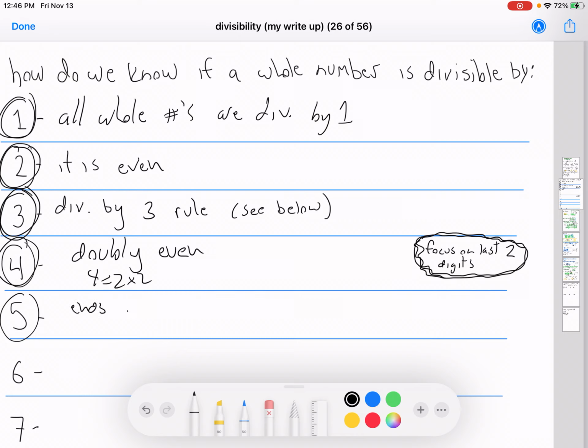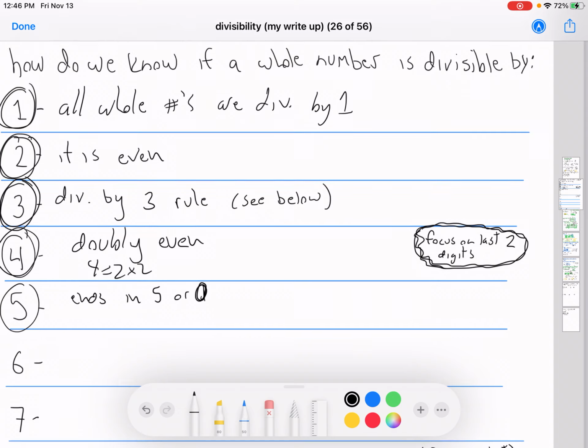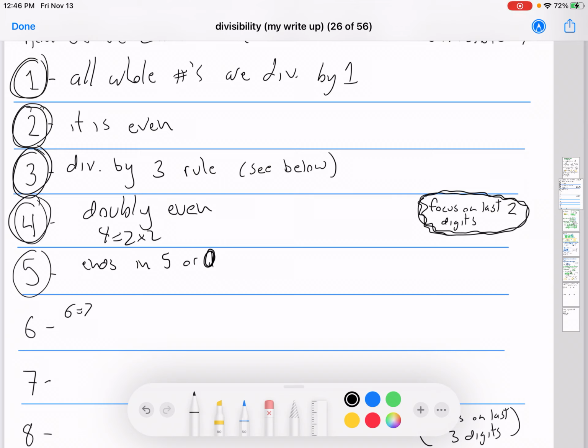any number that ends in 5 or 0 is a multiple of 5, right? 5, 10, 15, 20, 25, 30. 6. 6 is equal to 2 times 3. So this is divisible by 2 and 3, right? So you need to be both even and satisfy the divisible by 3 rule.